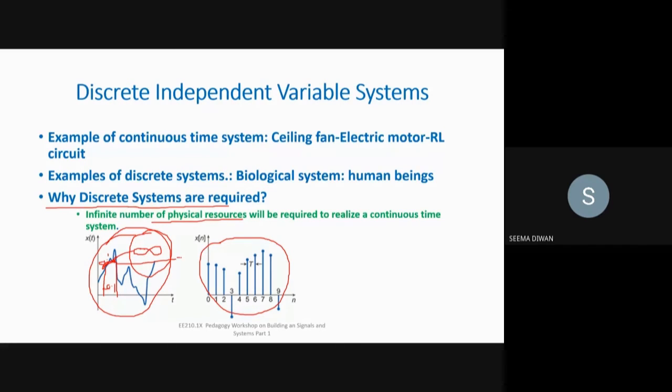We need to discretize the signal so that a system like a computer, which is a discrete system, can process the signal. So this is the need of discretization of signals, so that discrete systems can process them. I've already given the example of a discrete system: a biological human being. Many other examples can be found, but because of limited time, I have given a single example here. So that's all from my end for today's session.